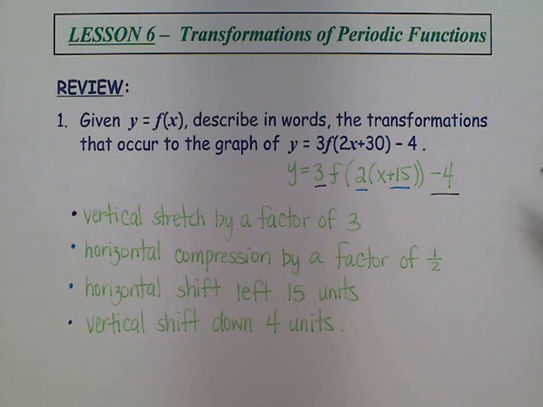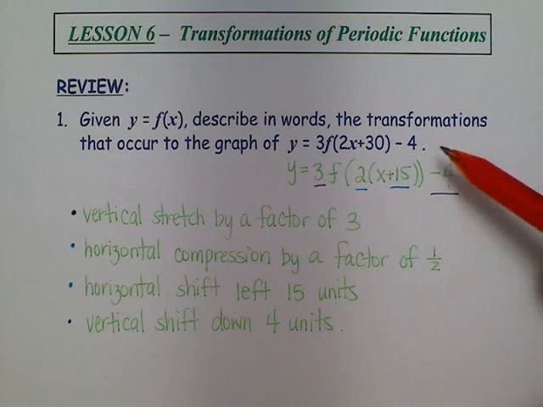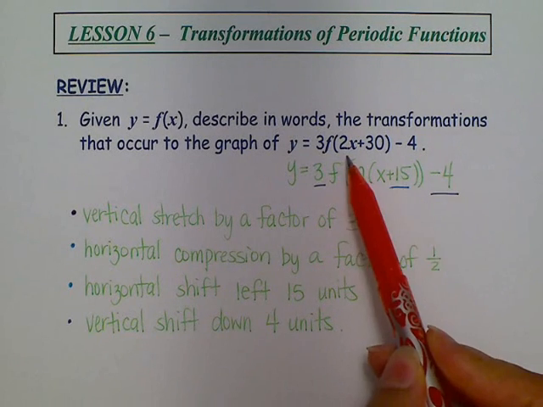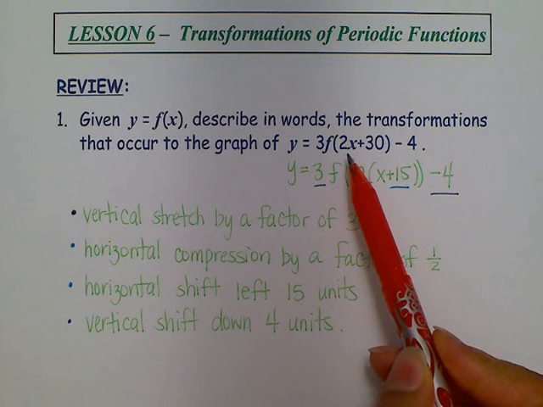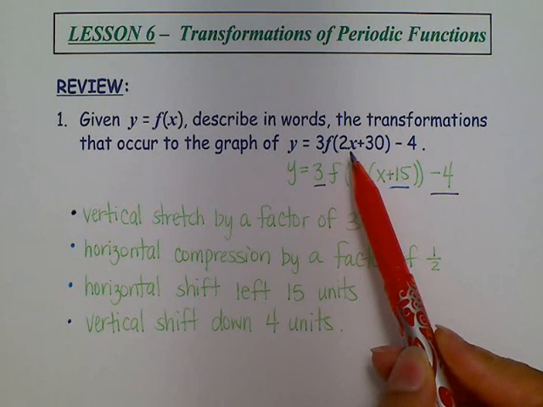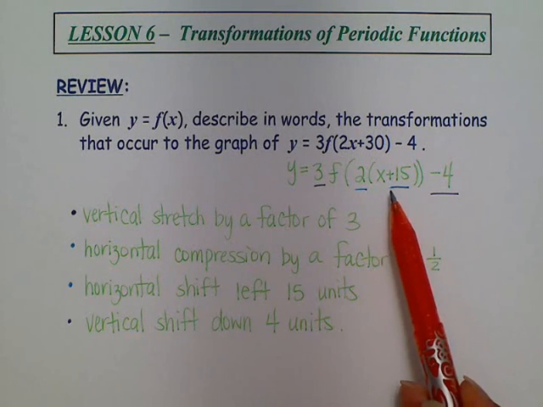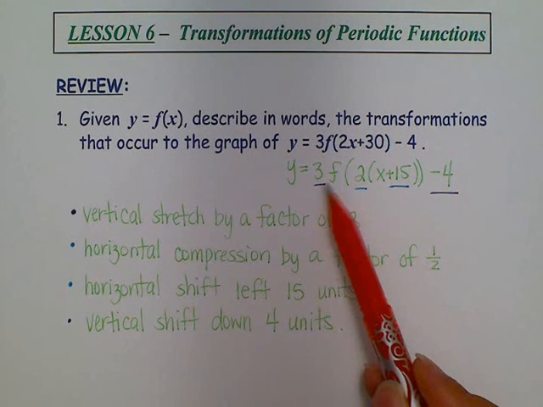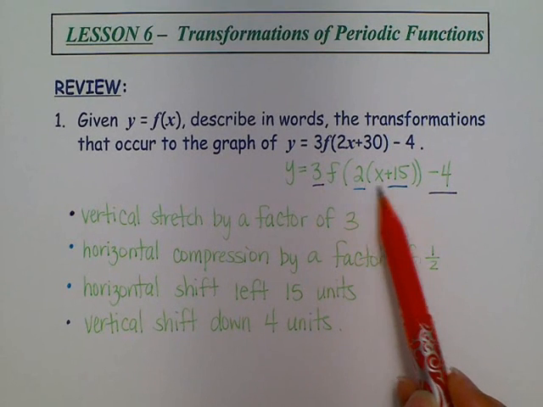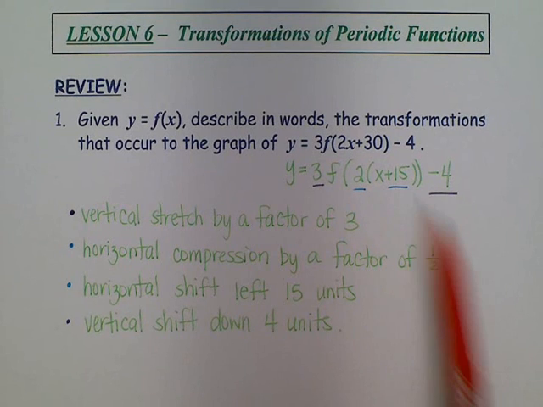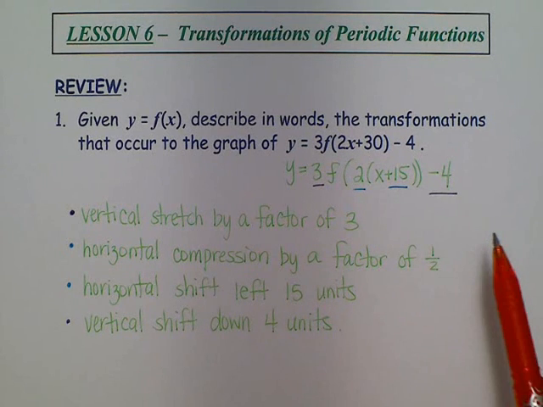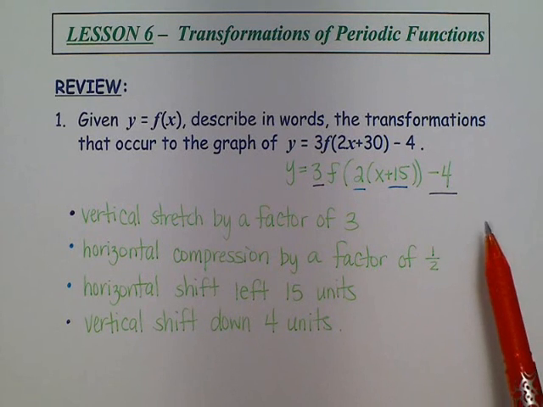Now remember, when you are looking at transformed functions, that the horizontal stretch or compression does need to be factored out. So the coefficient of x needs to be in factored form in order for you to be able to describe the transformations. So here you'll notice that I've actually factored out the coefficient, and I have y equals 3 f of 2 bracket x plus 15, minus 4. Now once you have this in factored form, you should be able to describe the transformations.